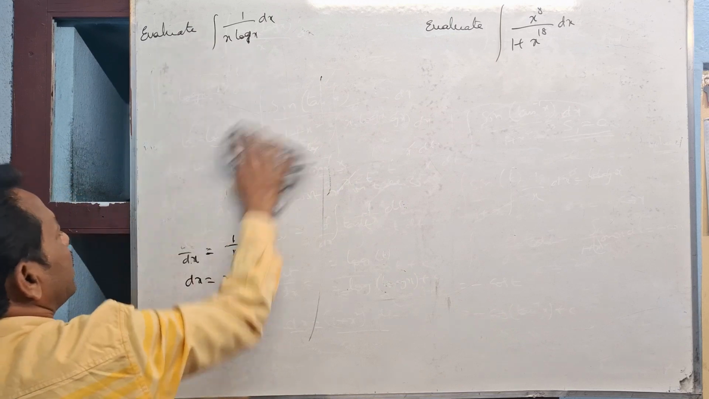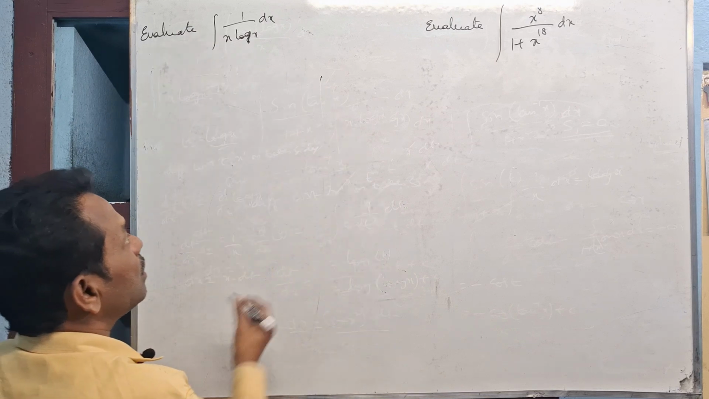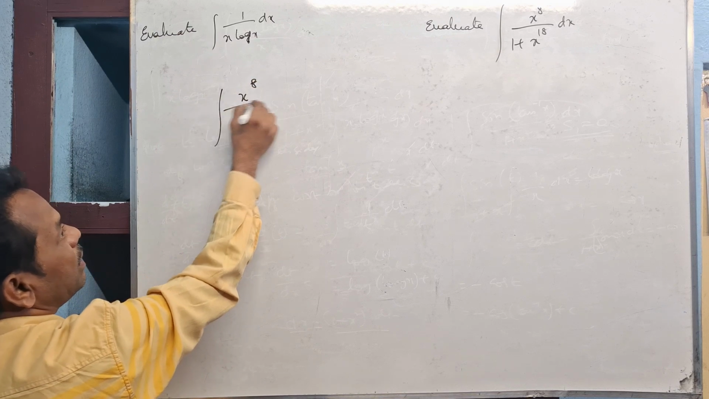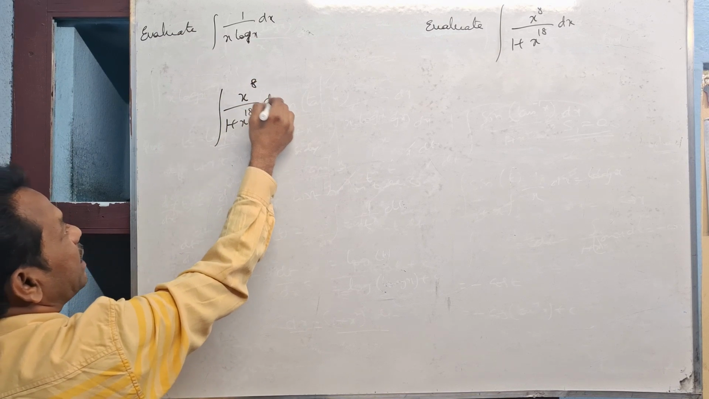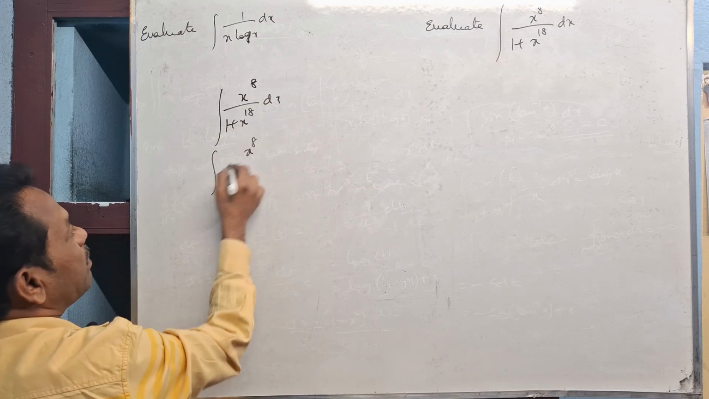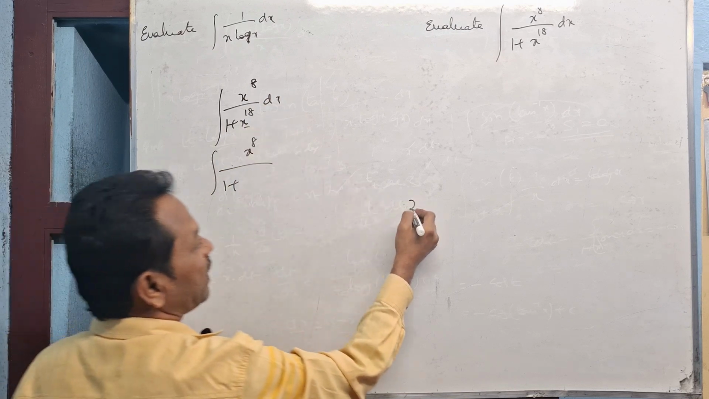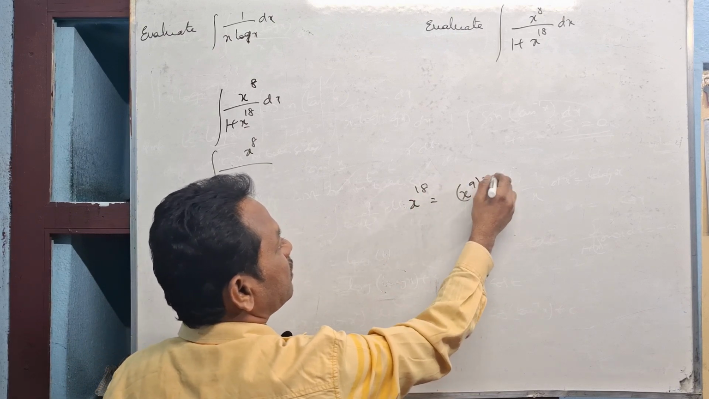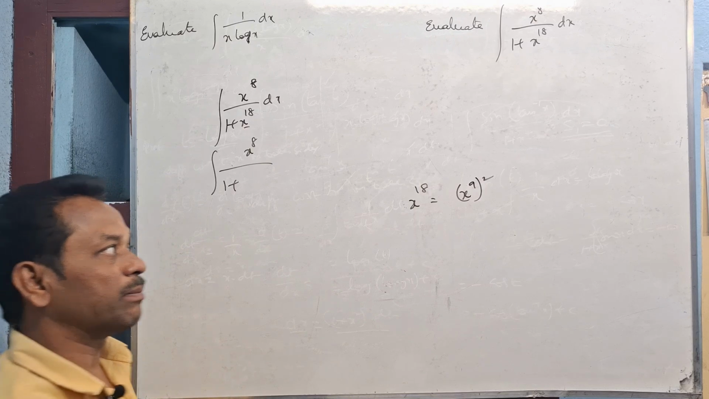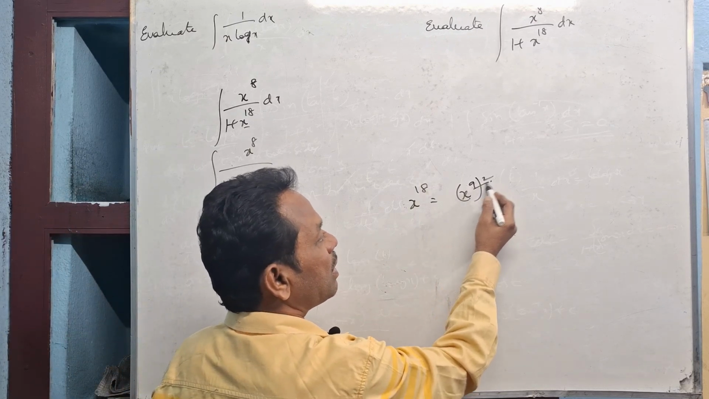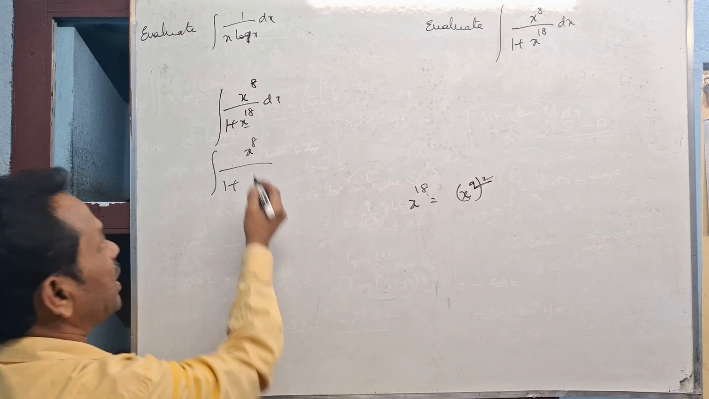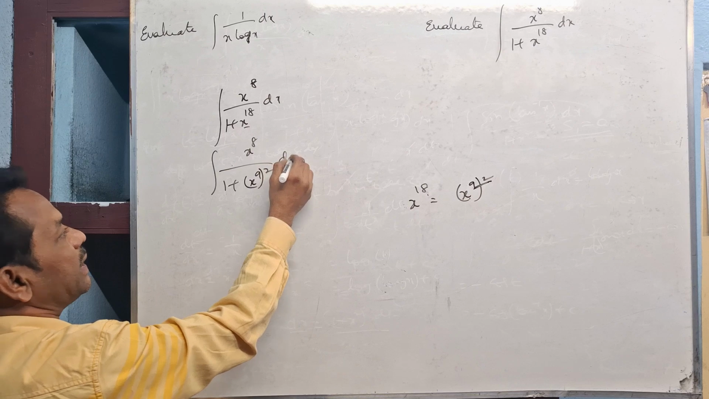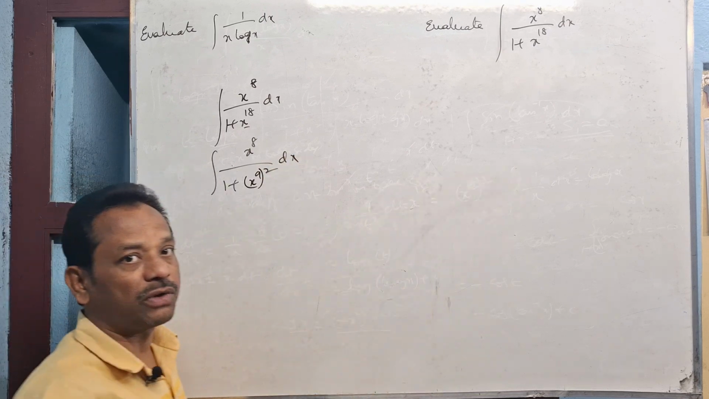In the second question, I need a small modification. Integration of x power of 8 by 1 plus x power of 18 dx. Now, bacho, x power of 18 you can write as x power of 9 whole square. Why? 9 into 2 is 18, the same I'll get. So in the place of x power of 18, I can write x power of 9 to the power of 2, dx. Okay, bacho, hope you understood, everyone, right?